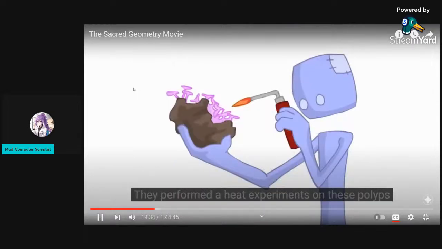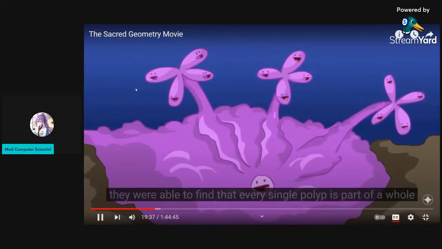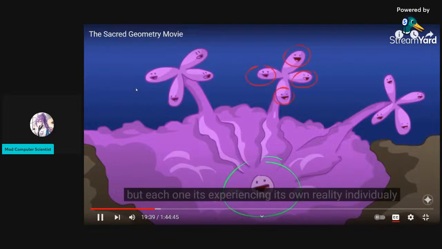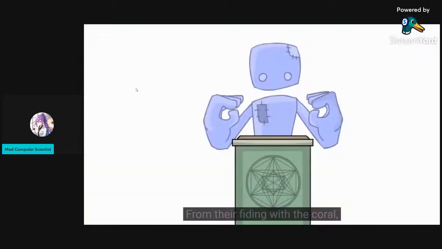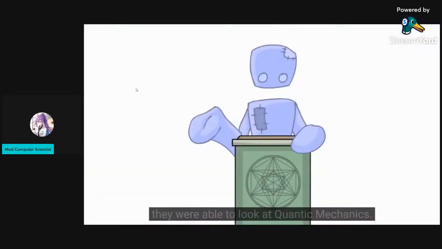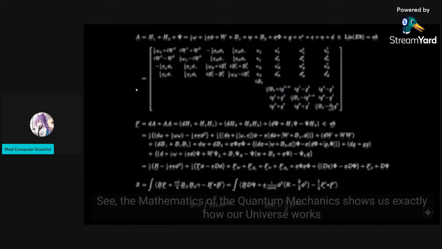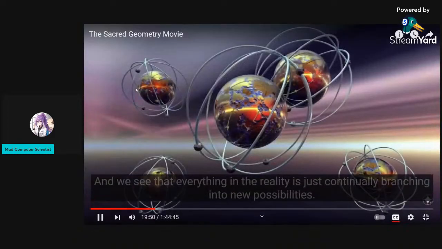Through performing heat experiments on these polyps, they were able to find that every single polyp is part of a whole, a single unit of being, but each one is experiencing its own reality individually. From their findings with the coral, they were able to look at quantum mechanics. See, the mathematics of quantum mechanics shows us exactly how our universe works, and we see that everything in the reality is just continuing. Wait, what?